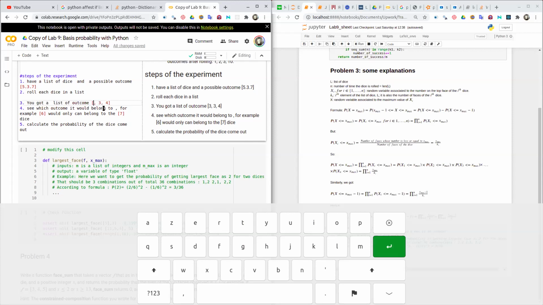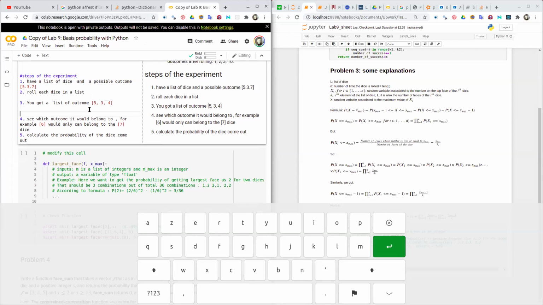list of outcome. Oh no, it's not a list of outcome, is it? Yeah, it is a list of outcome. Firstly, we take the outcome, the number appearing at the top face. For this dice, you could get 5 at the top face. The second dice, we could get 3. The third, we could get 4. You agree? Yes.